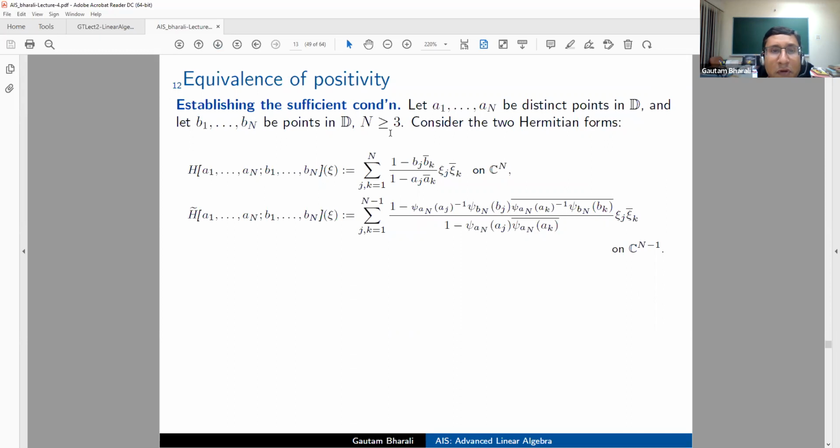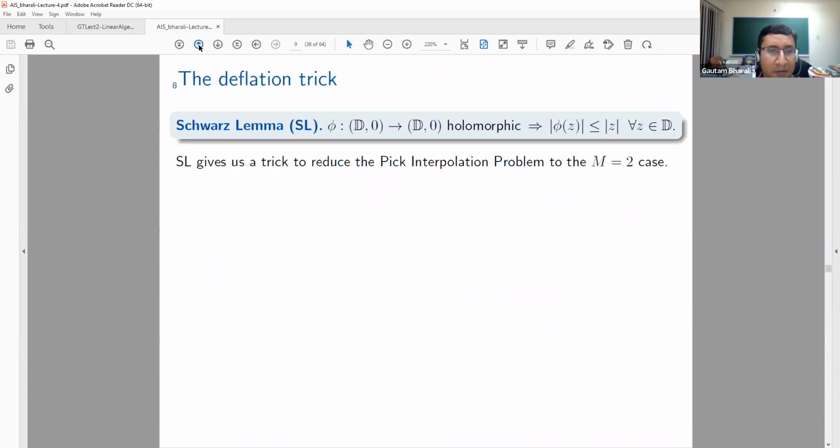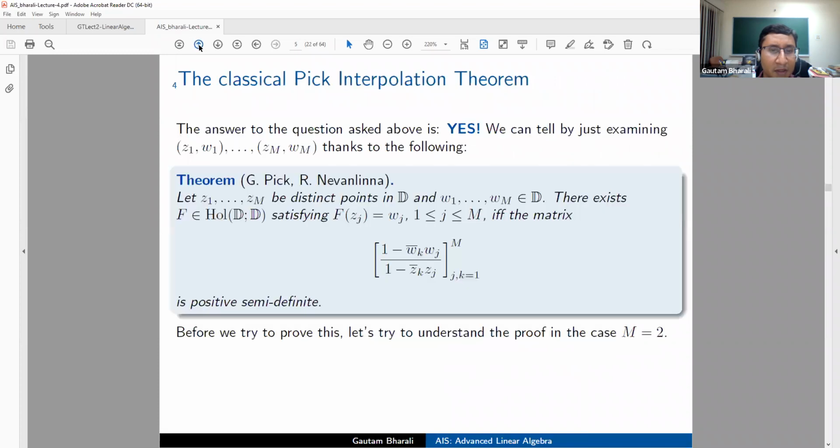Okay, so the way I'm going to do this, I'm going to completely forget about the data coming from a disk. That's why I'm going to do a change of notation. I'm going to take a bunch of points, little a1 through little an, and these don't have anything to do with the data of the interpolation problem. They're just placeholders. Let these be distinct points in D, and let b1 through bn be not necessarily distinct points, but repeated according to multiplicity, also in D. So consider the two Hermitian forms. You see, this form is precisely the Hermitian form induced by this Hermitian matrix.